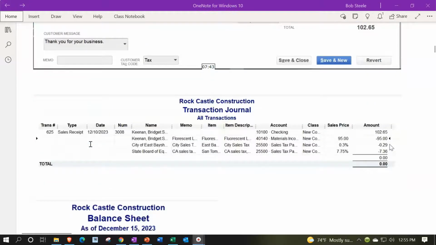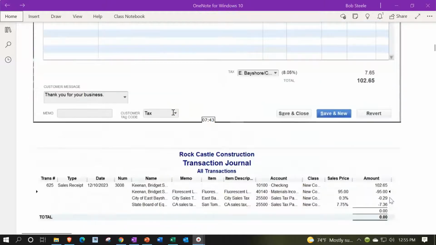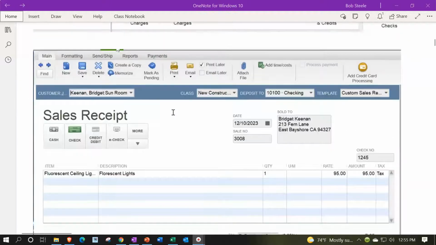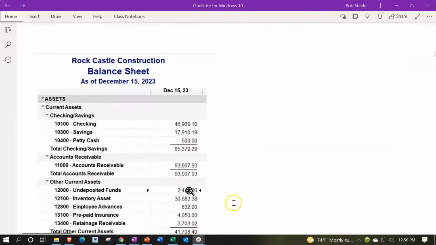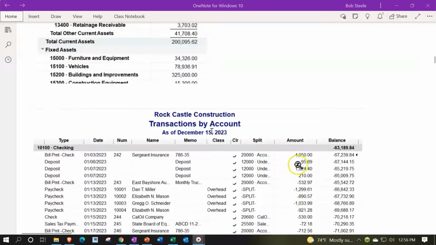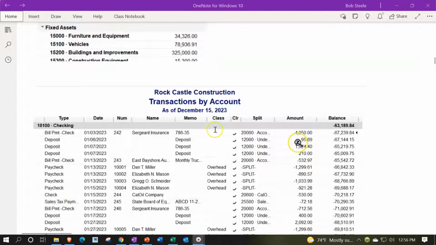So if we go down to the transaction journal, here's the journal entry behind this transaction. Could be a good tool to use in QuickBooks, that transaction journal. I think you could find it in the reports tab up top. And then we got the balance sheet. So some of the accounts affected, undeposited funds or the checking account, depending on whether we put it into undeposited funds or the checking account, would be one of the primary accounts affected with the sales receipt.